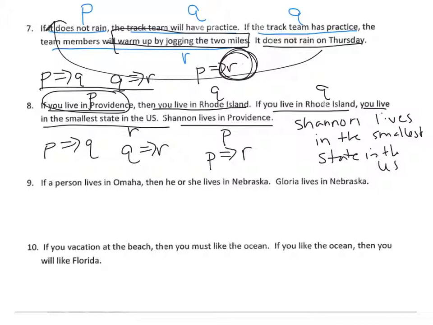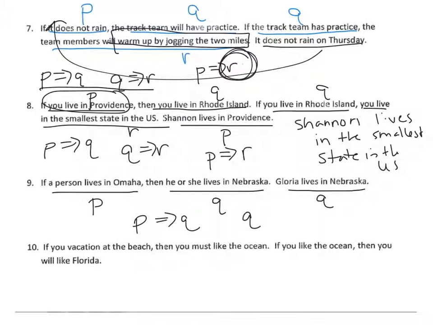And number 9, if a person lives in Omaha, that's P, then he or she lives in Nebraska, that's Q. Gloria lives in Nebraska. Well, lives in Nebraska is Q. So we have P implies Q is true, and then we have Q is true. So this is not the law of detachment, because the law of detachment would have to say P implies Q, and then P is true, but we have Q. So again, you have to write nothing.